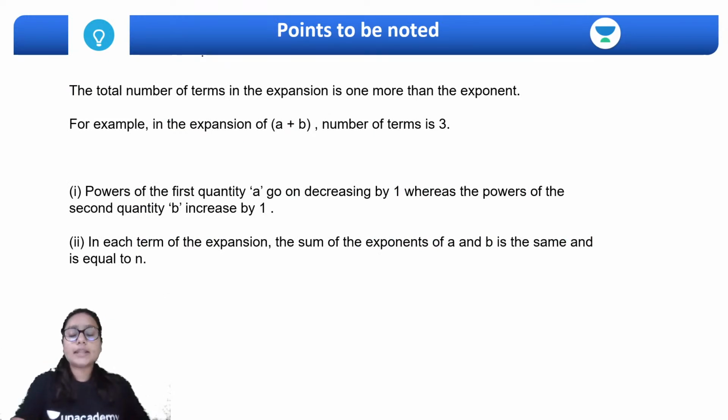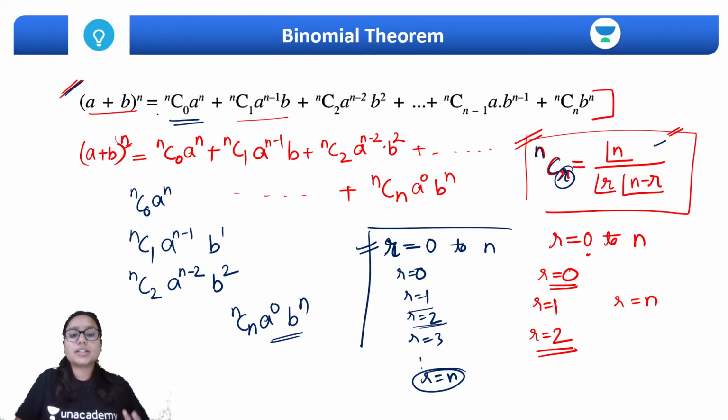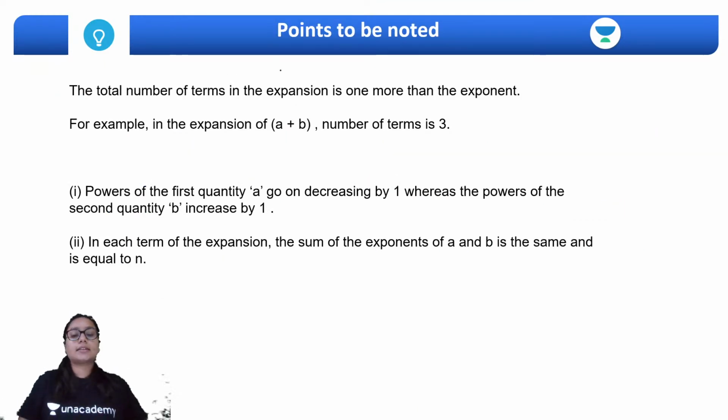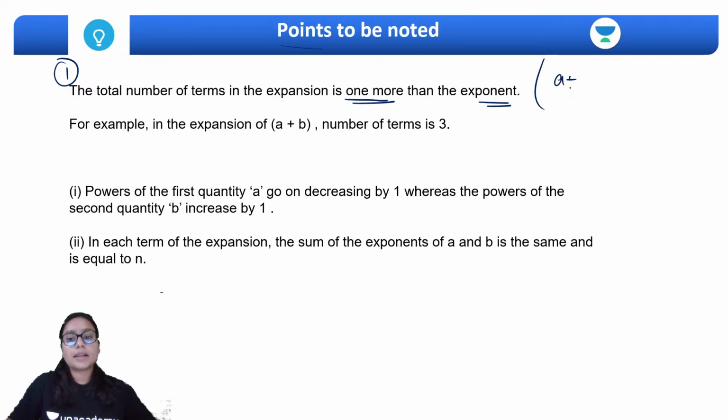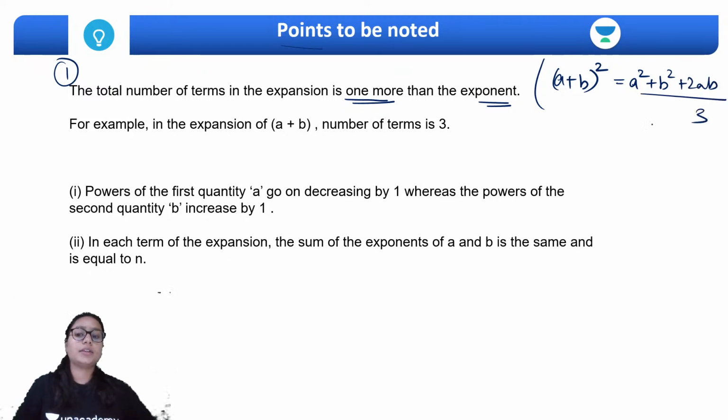Okay, so now in the binomial theorem, in this expansion that we just discussed, let us note a few points that need to be understood. First point: the total number of terms in the expansion is always one more than the exponent. What do I mean by this? If I have (a plus b) whole square, how many terms are there in the expansion? We have a square plus b square plus 2ab. Number of terms is 3.